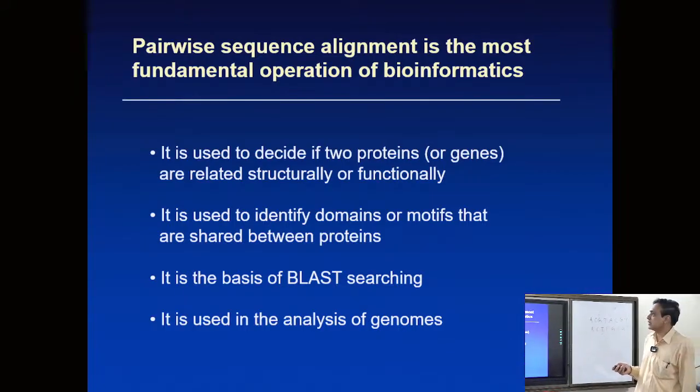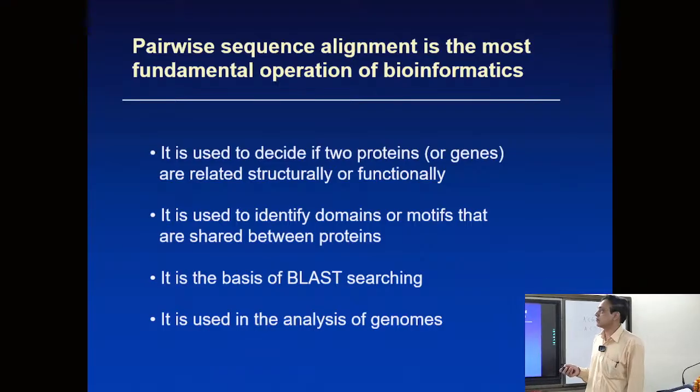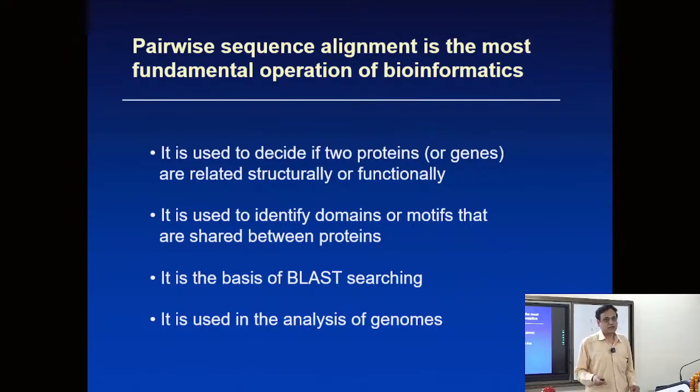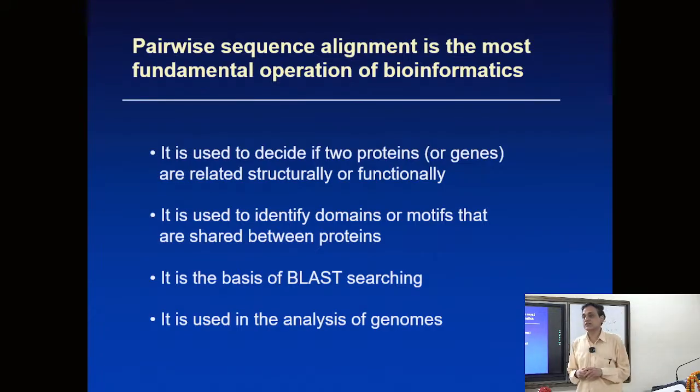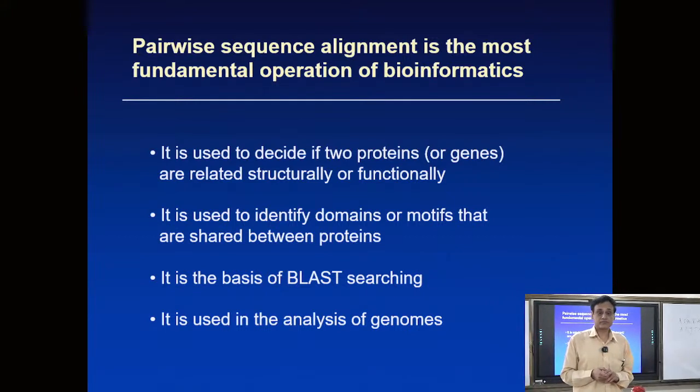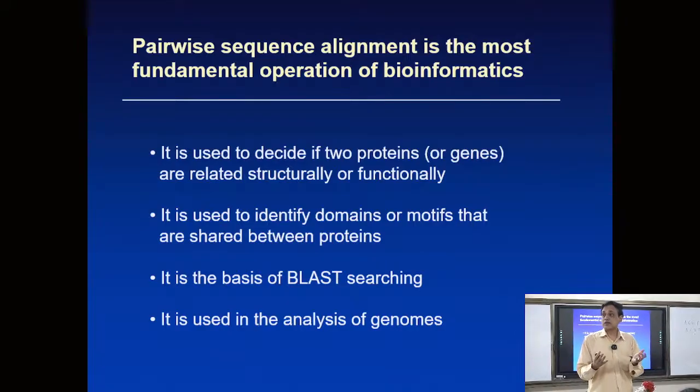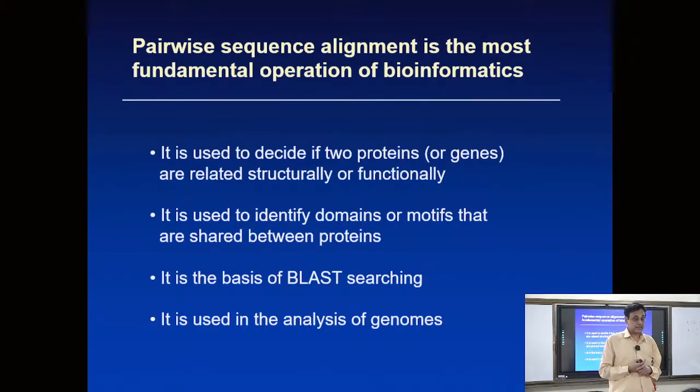So, pairwise alignment is a fundamental operation of bioinformatics, one of the most used operations in bioinformatics. It is used to understand how sequences are related functionally or structurally. So, how similar are they? If they are similar, then it is likely that their functions would be similar or related. And further, if they are related, then it helps in understanding how these sequences have evolved from a common ancestor.